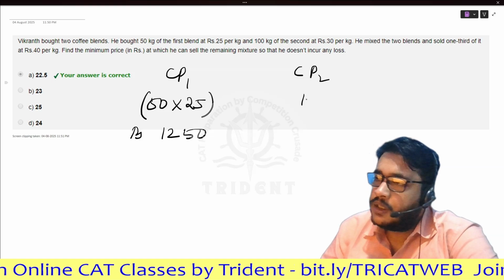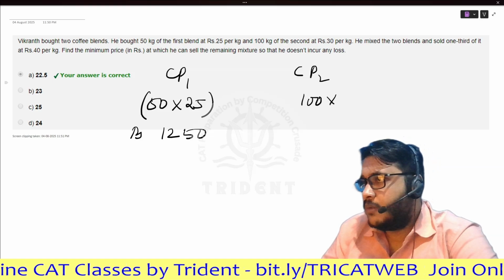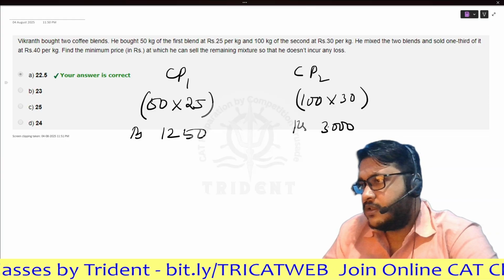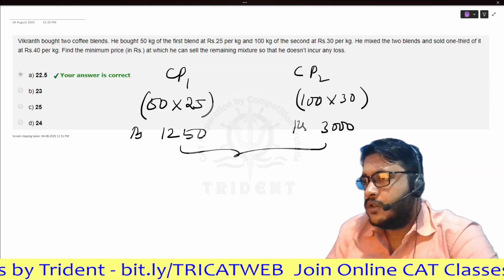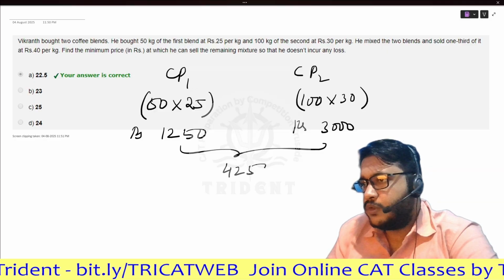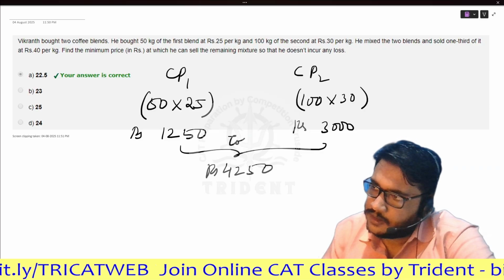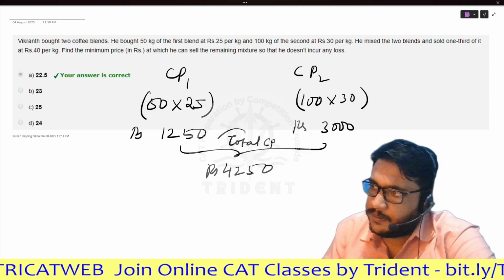Now 100 kg have been bought at 30 rupees per kg. So the total amount that he has spent is 3000. In all he has spent 4250 rupees, the total cost price that he has. Okay, we can say the total CP.